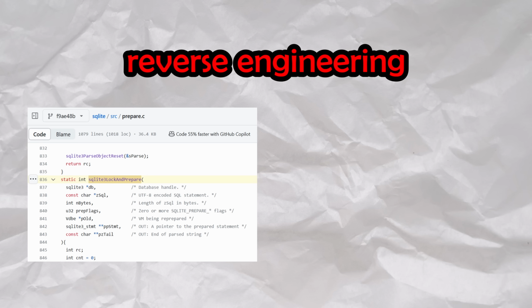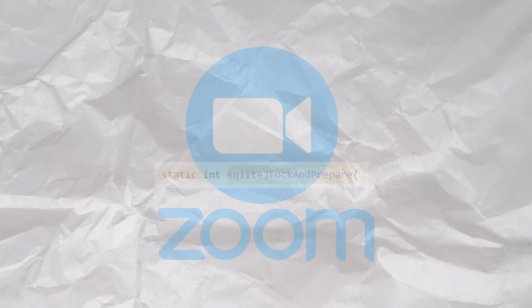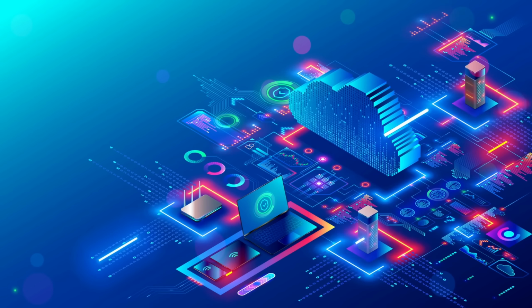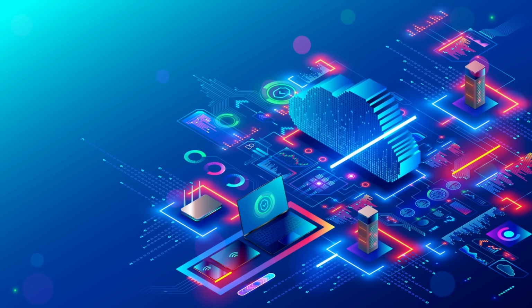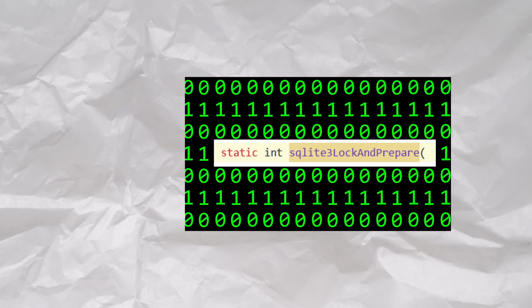Using further reverse engineering techniques, such as comparing the known strings defined within specific SQLite functions to strings found within the Zoom binary, we're able to find the location of specific SQLite functions within the Zoom application. Using this technique, we're able to find the location of the SQLite 3 lock and prepare function within the Zoom binary. SQLite 3 lock and prepare is just the function that is run before any SQL queries are run against the database. Now that we know its exact location within the binary, we can set a breakpoint here and watch as the partial queries are filled.